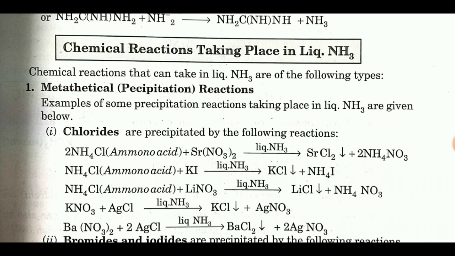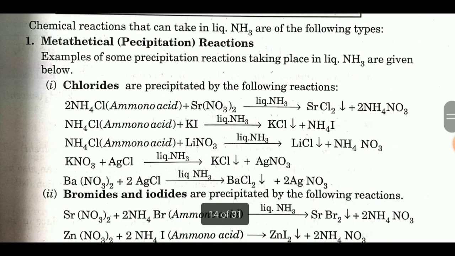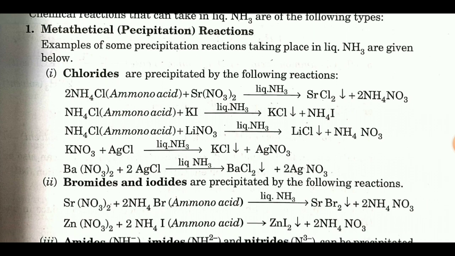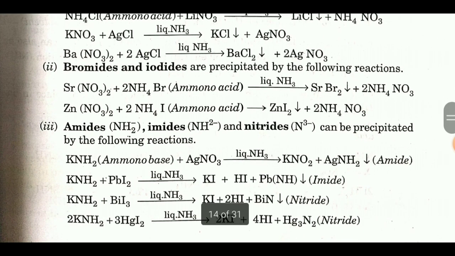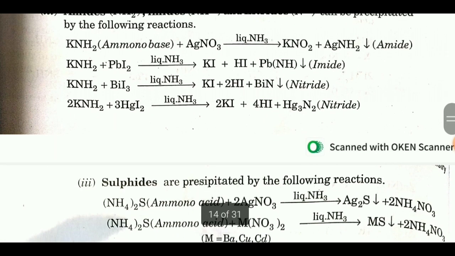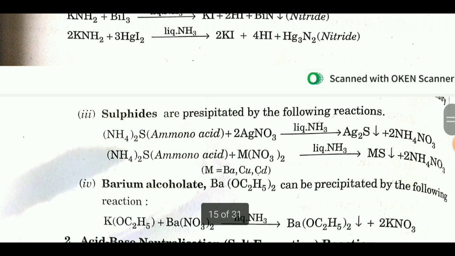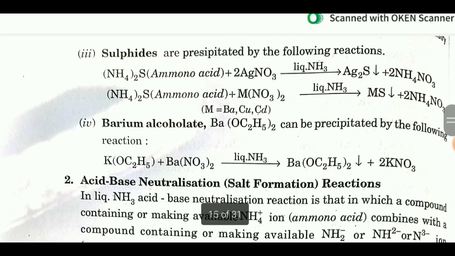First, metathetical or precipitation reactions. Examples of some precipitation reactions taking place in liquid ammonia are given below. First, chlorides. Chlorides are precipitated by the following reactions. Second, bromides and iodides. Third, amides, imides, and nitrides. Fourth, sulfides. Fifth, barium alcoholate.